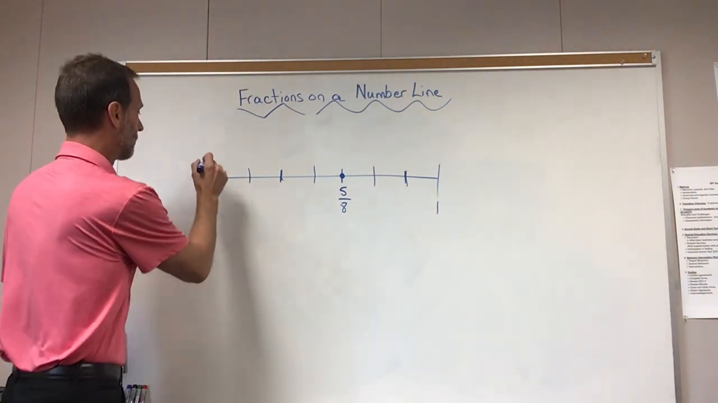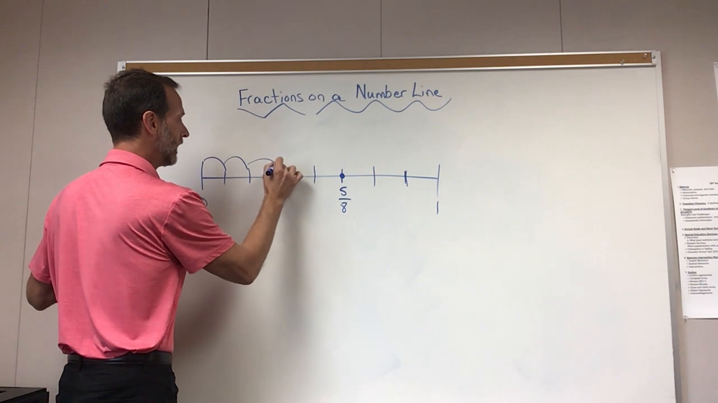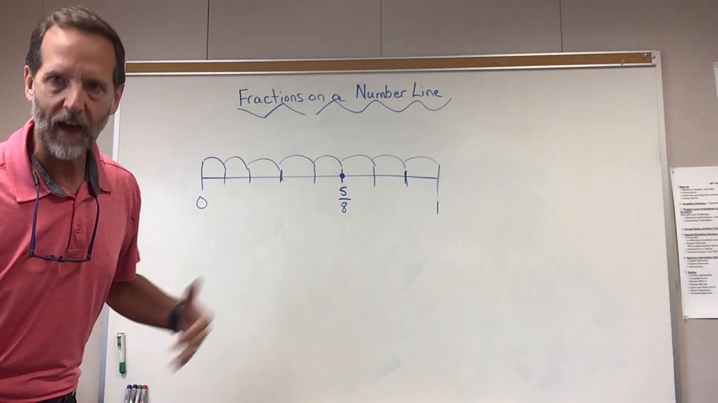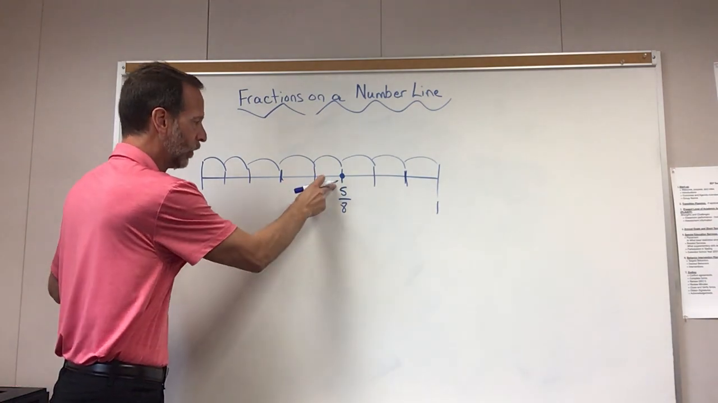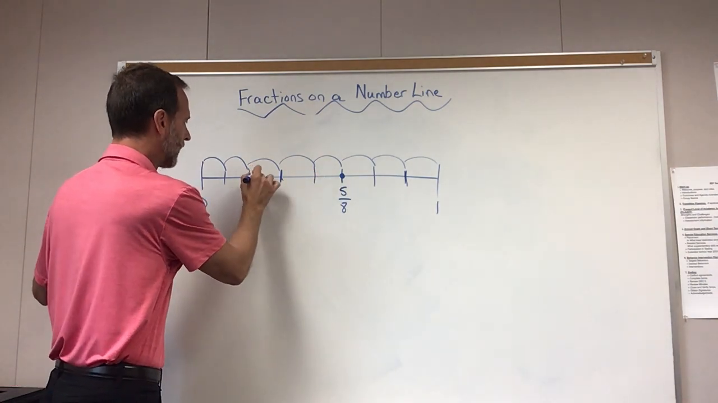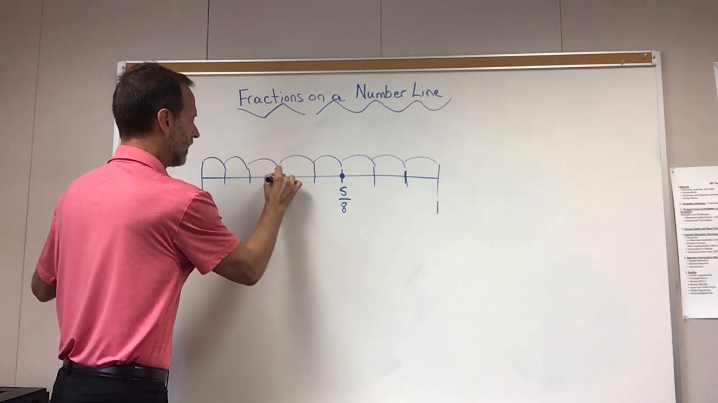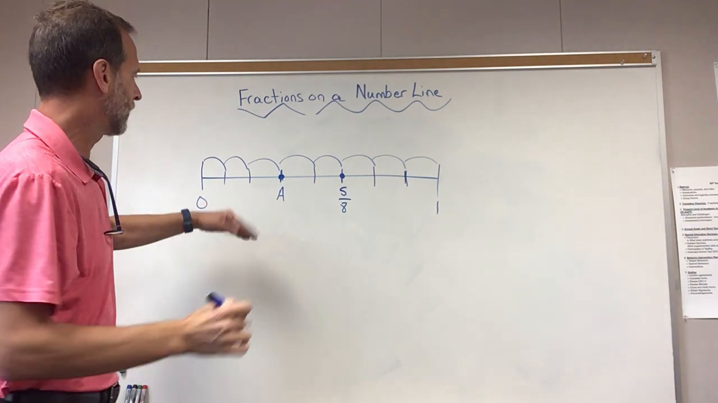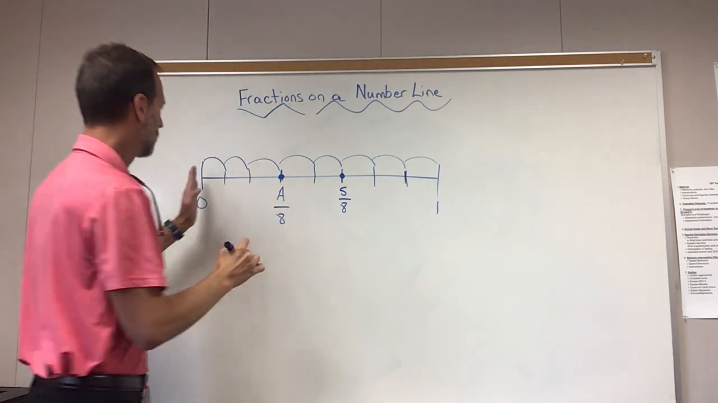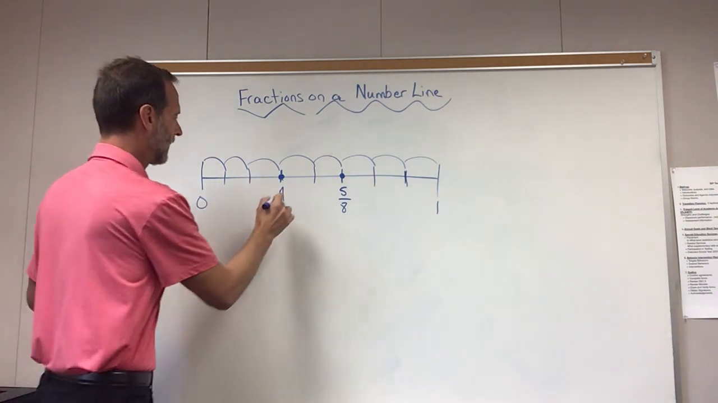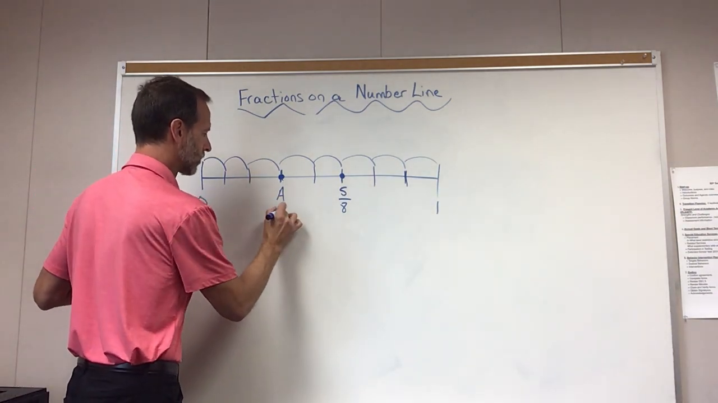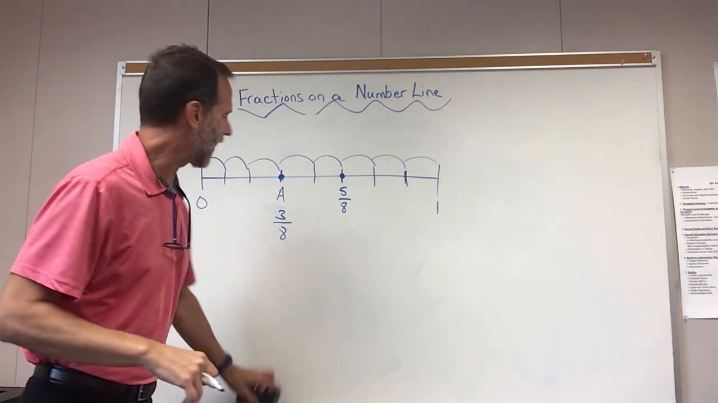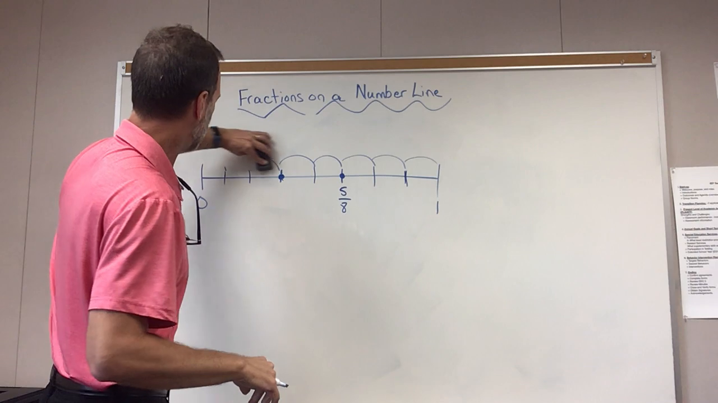Let's see if I did it right. 1, 2, 3, 4, 5, 6, 7, 8. Now I have 8 spots. They may have had a spot over here, and they may have said, where is point A? Well, point A is here. Now I know it's eighths, and this is going to be 1/8, 2/8, 3/8. So this would be at 3/8.